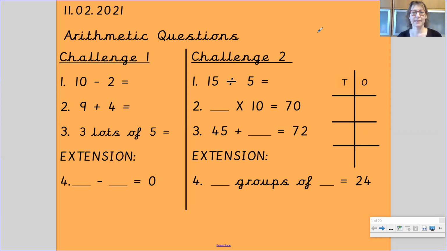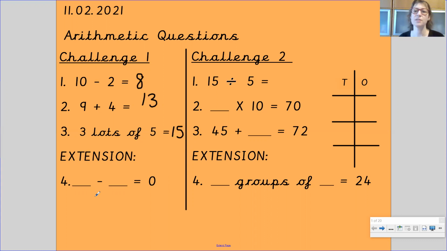Challenge 1. 10 take away 2. So I have 10, take away 2, and I've got 5, 6, 7, 8 left. I like using my fingers to help me because I can take them into any lesson with me. 9 add 4. So I've got to put the 9 in my head and the 4 on my fingers. 9, 10, 11, 12, 13. 3 lots of 5. So we know how to count in 5s now. So 5, 10, 15.